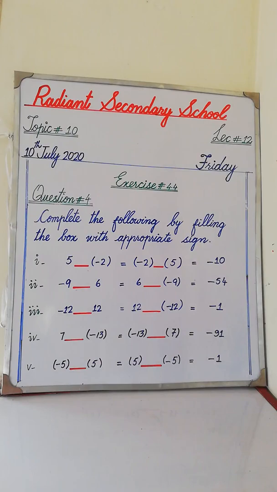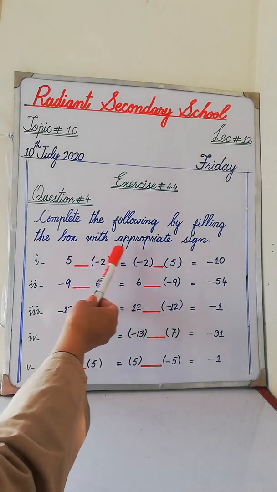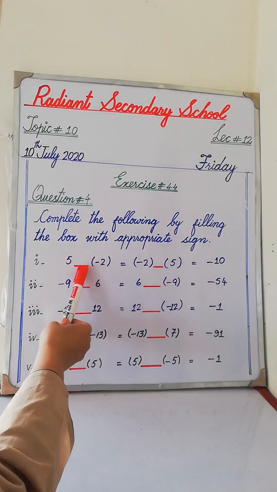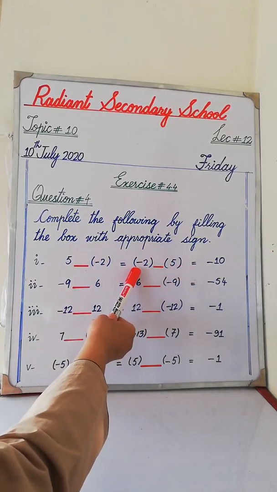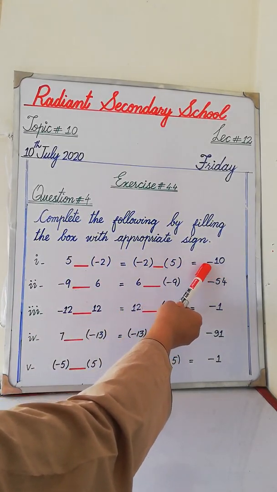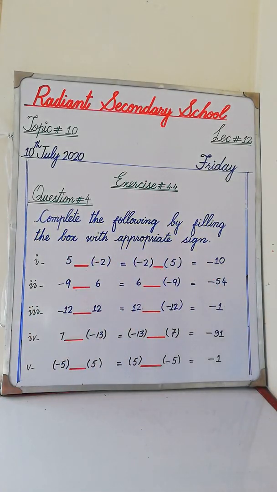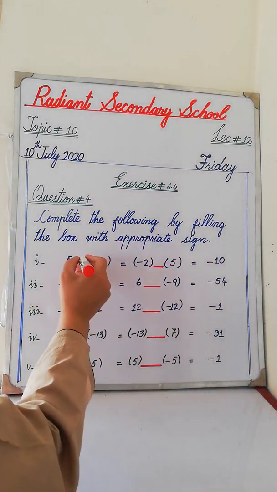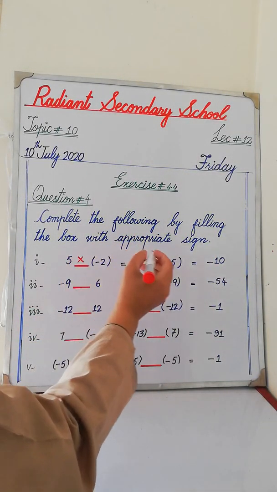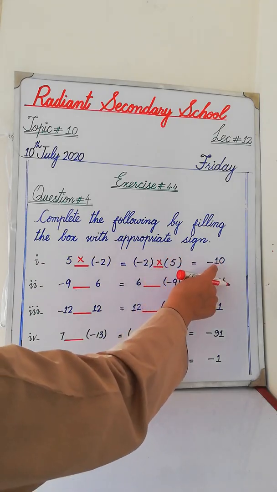Now students, next question number 4 is: complete the following by filling the box with the appropriate sign. There are 5 parts of question number 4 and we have to insert the correct sign. Students, this is the left hand side, this is the right hand side, and this is the answer. According to the answer, we have to insert a sign between both numbers. My answer is minus 10. It means if we put a multiply sign, my answer will become minus 10.